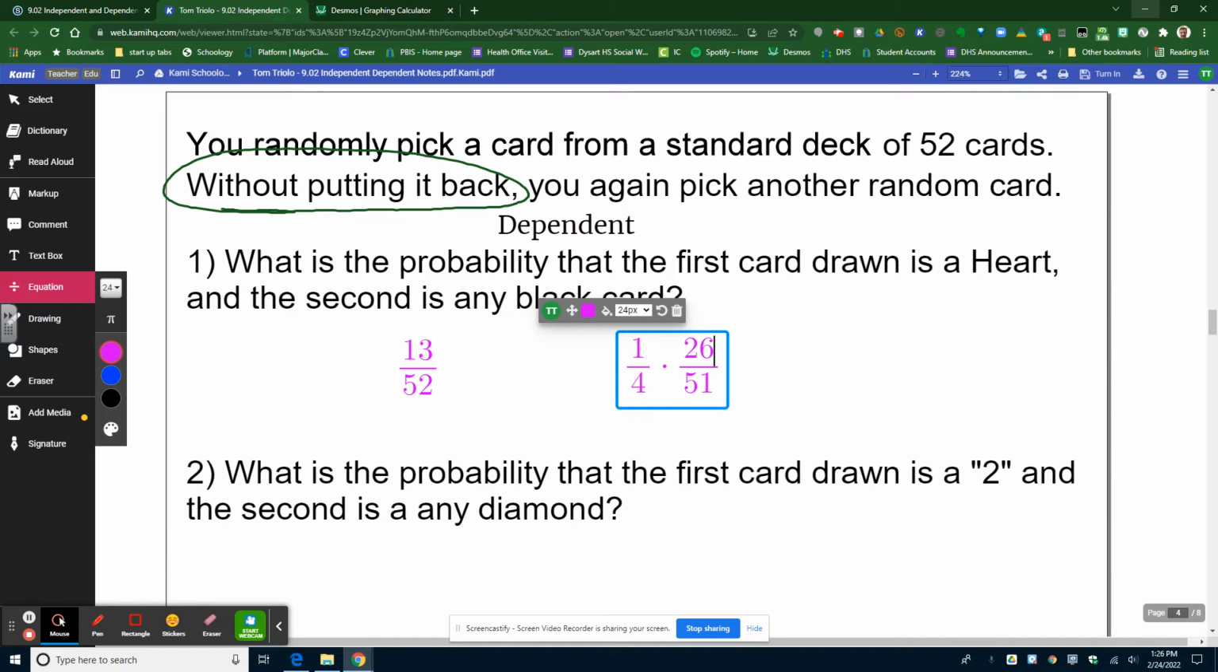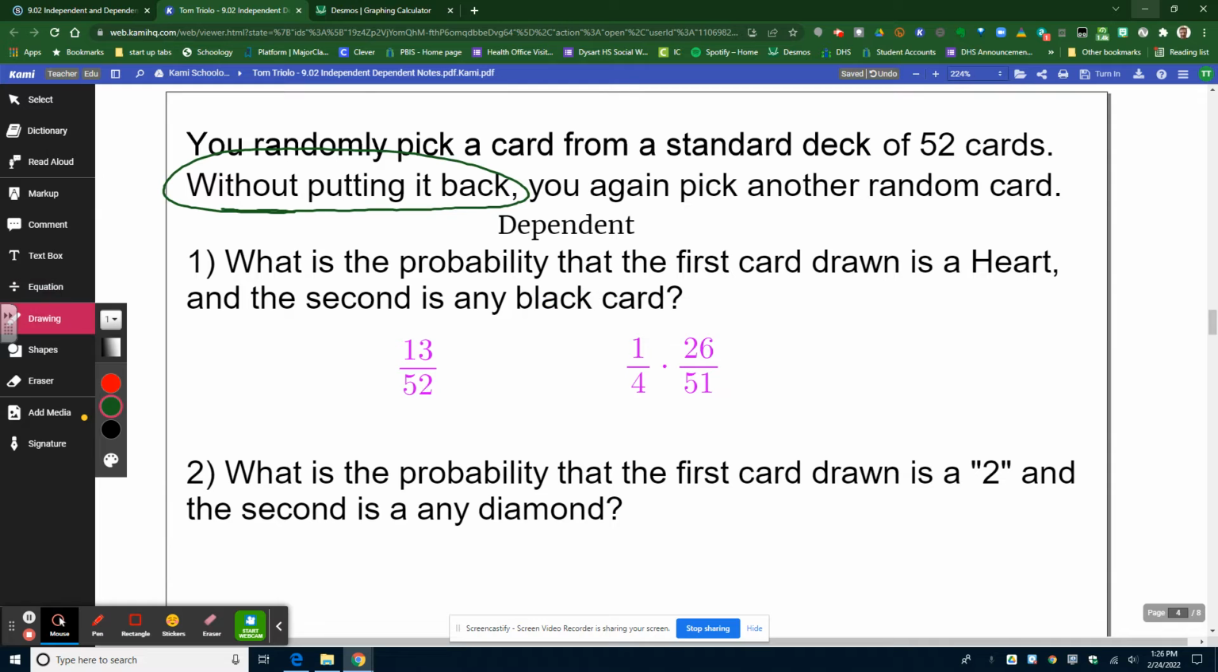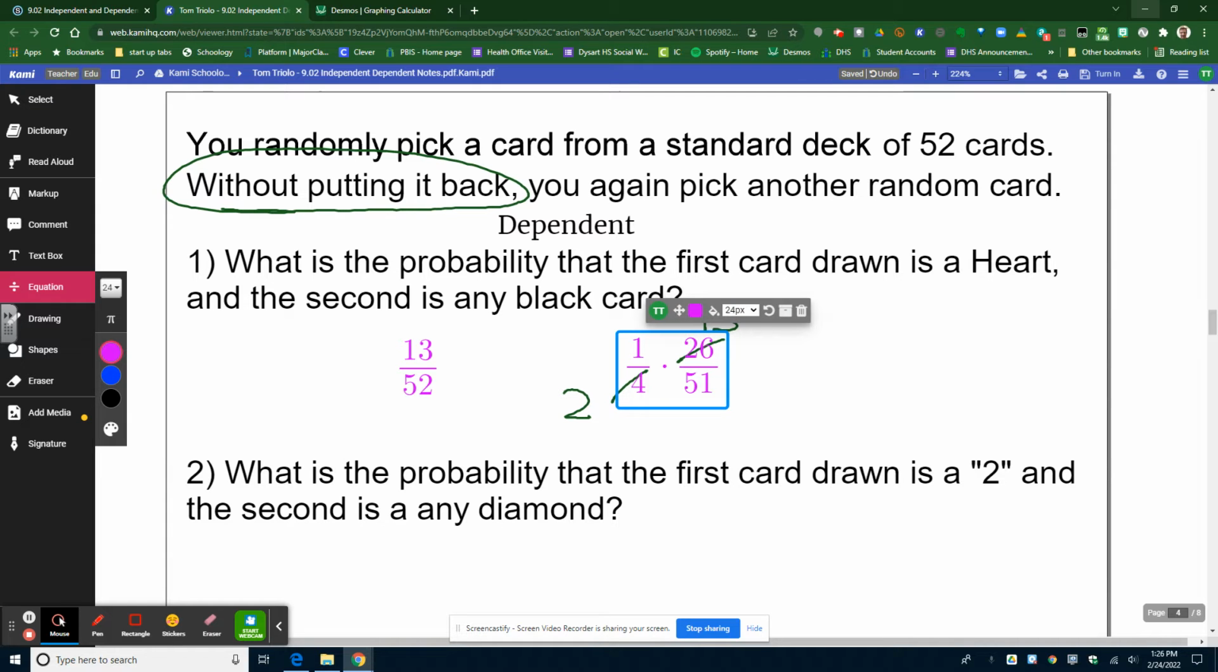Okay. Does 4 go into 26? No. But 2 does. I mean, you can use Desmos if you want, but 2, 13, so 13/100. Sounds weird, I know. 13/100. Okay, the second one's a little bit more complicated.